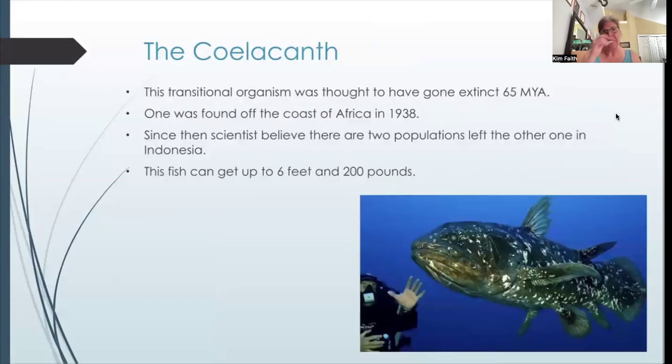The coelacanth was a really remarkable organism because we have fossils of the coelacanth. The coelacanth is what we felt was one of the transitional fossils to go from fish to amphibians. And we believed it had gone extinct 65 million years ago. And then one was found off the coast of Africa in 1938. So we have found that there are two populations left. One off the coast of Africa, and there's also one in Indonesia. These fish can get up to 6 feet long and 200 pounds. Huge.